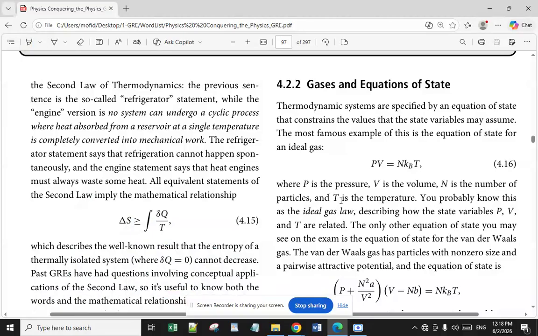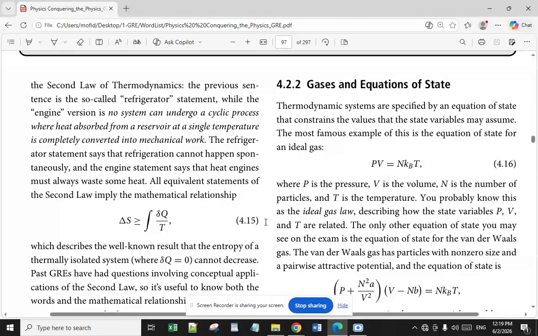Thermodynamic systems are specified by an equation of state that constrains the values that the state variables may assume. The most famous example of this is the equation of state for an ideal gas: PV equals N k_B T, where P is the pressure, V is the volume, N is the number of particles, and T is the temperature. You probably know this as the ideal gas law, describing how the state variables P, V, and T are related.